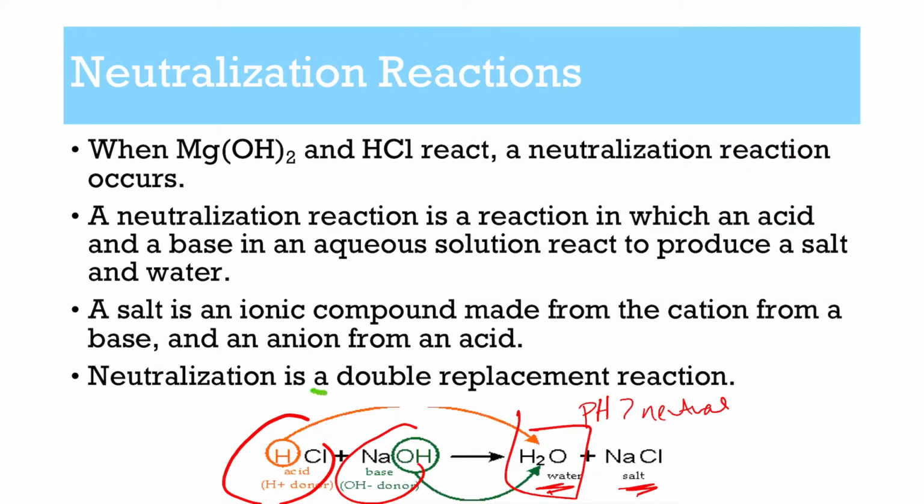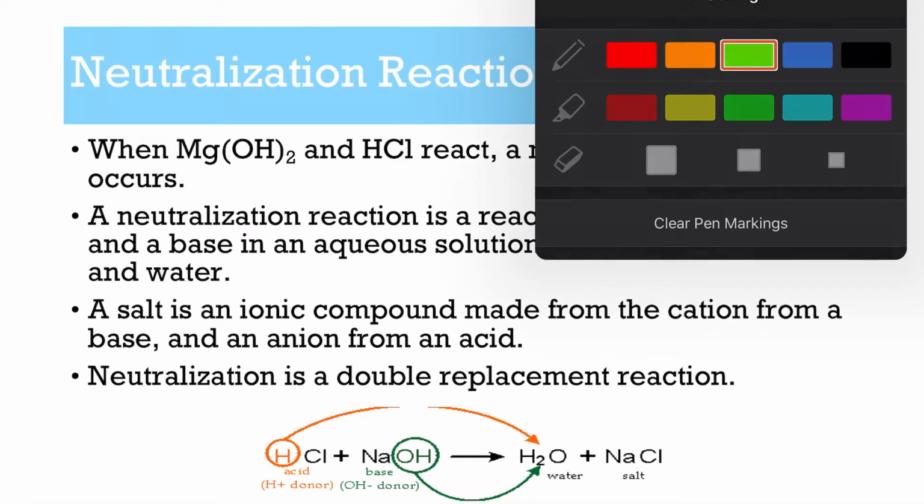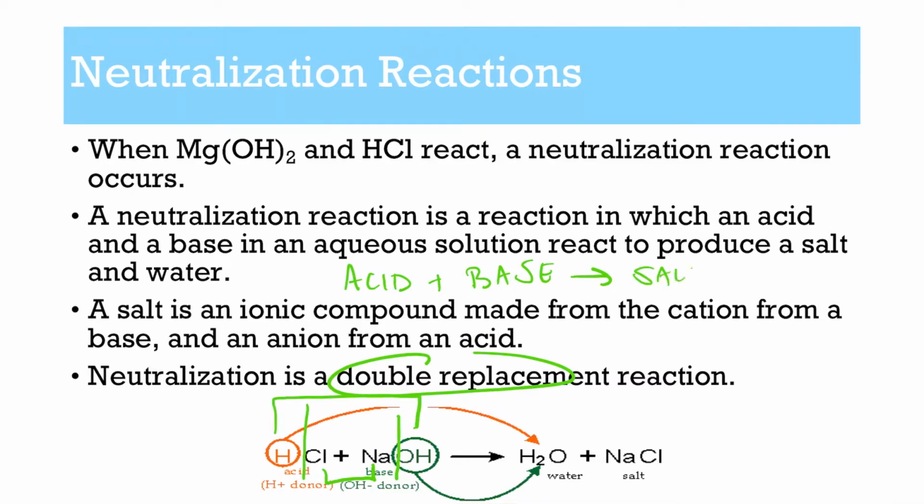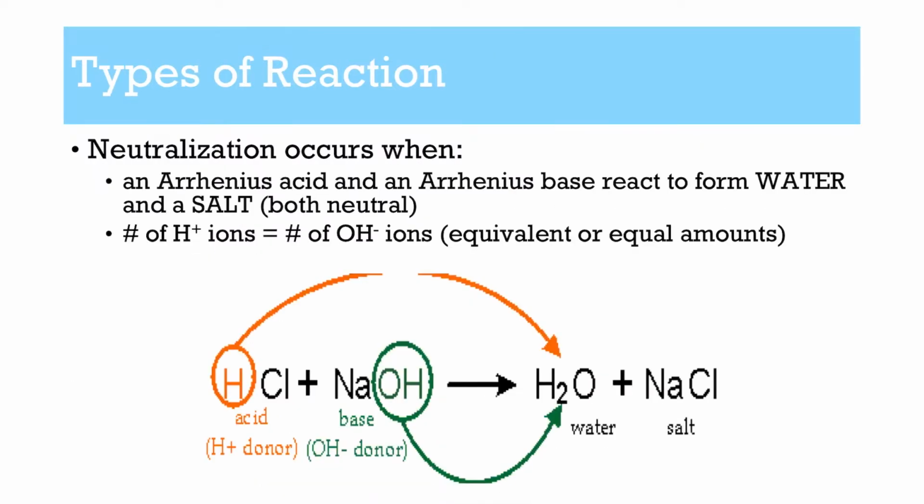Now, neutralization is a double replacement reaction, meaning everybody gets a new partner. When you break this apart, your acids become H and then everything else. Your base is OH and everything else. Your outside people go with your outside people, your inside goes with your inside. If everybody gets a new partner, that is double replacement. And again, the general formula for a neutralization reaction is your acid plus a base will give you salt and water. So that's how it works very basically.